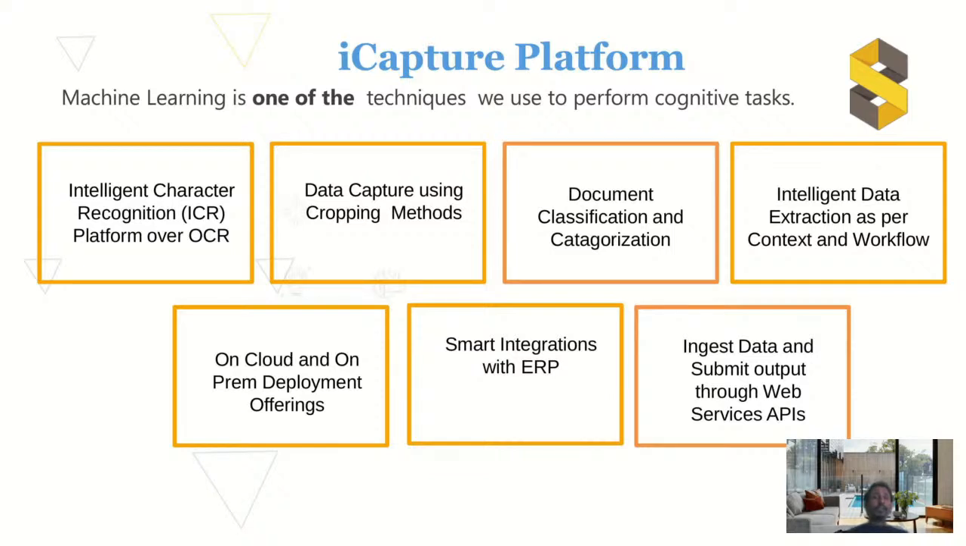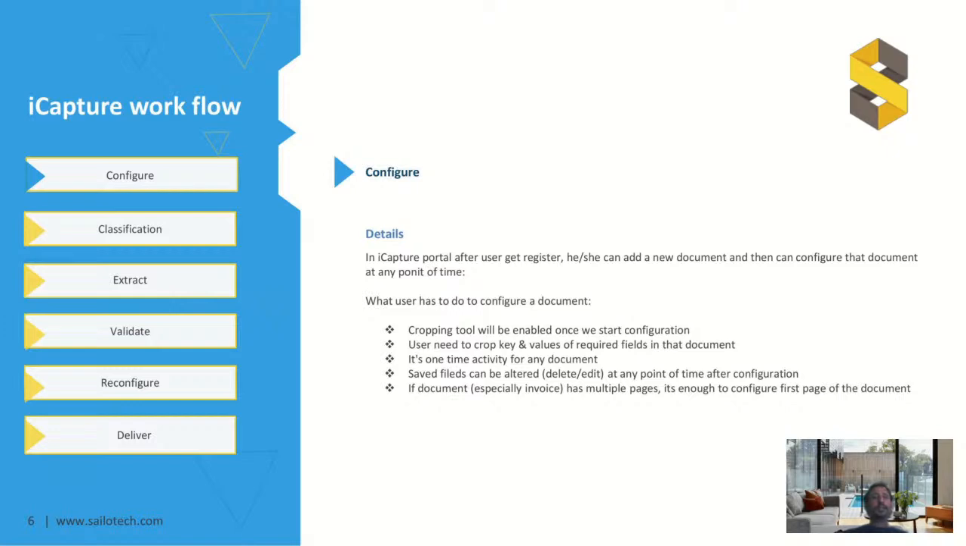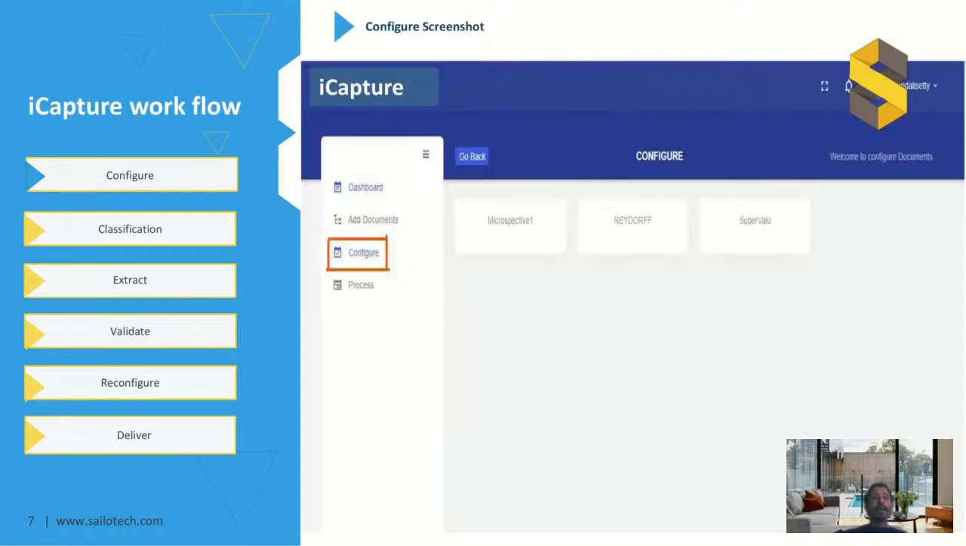And then the document classification: based on the type of the document it is, it goes through the classification engine, where the incoming documents are classified using deep learning techniques. Then again, validations I talked about. So this is, in a nutshell, what it all does. You configure, you classify, it extracts, it validates.